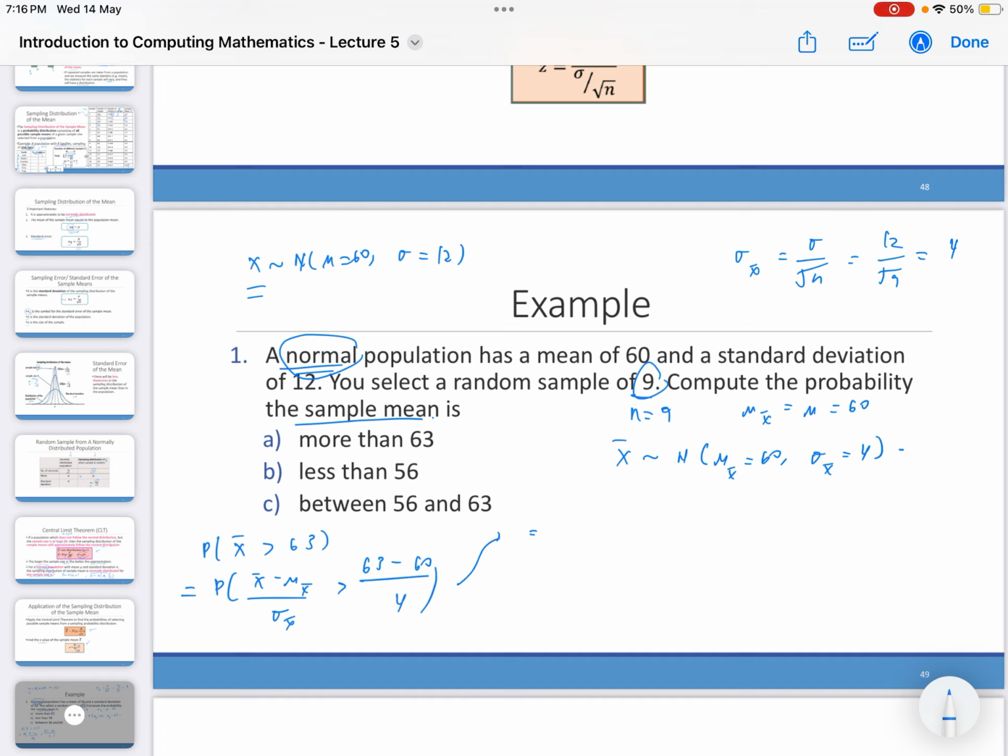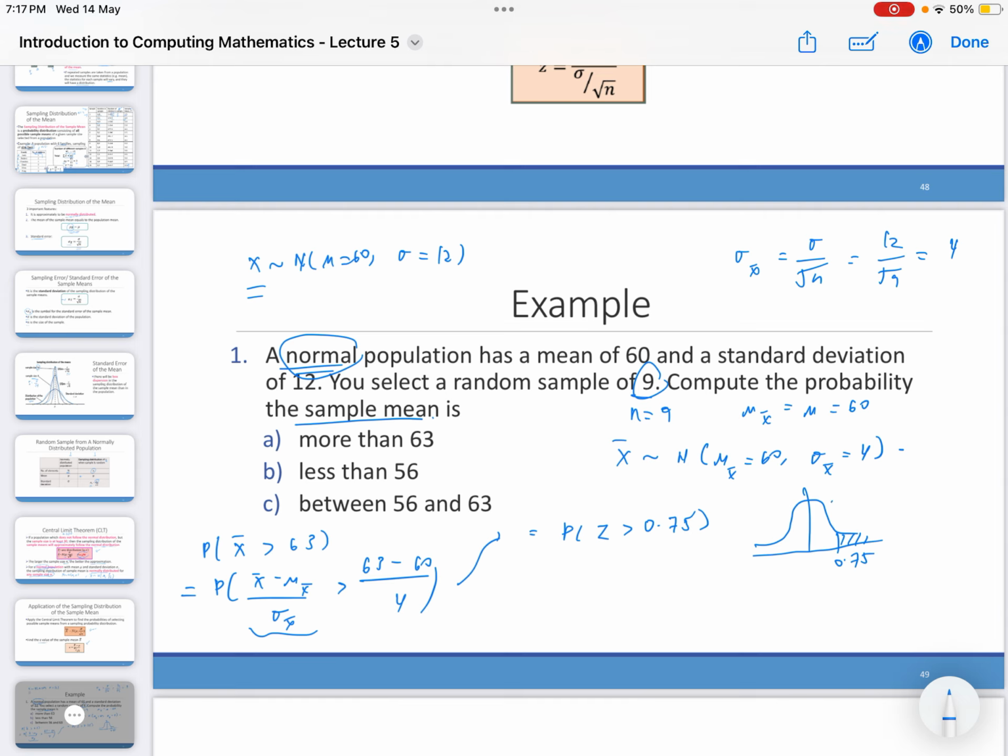This one equals the probability of, over here is standard normal, which is z, greater than 63 minus 60 divided by 4. So we get z greater than 0.75. And then we draw the bell-shaped curve. So this one is 0.75, and we want the probability of this region.